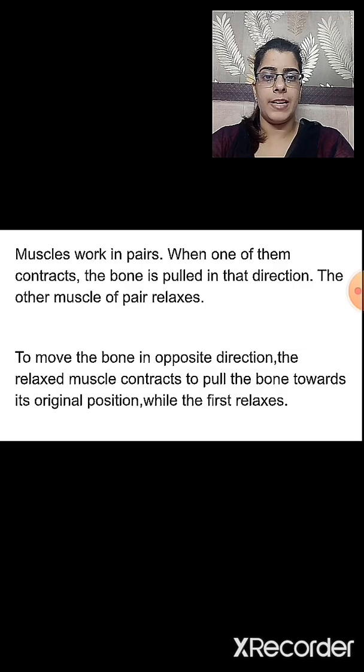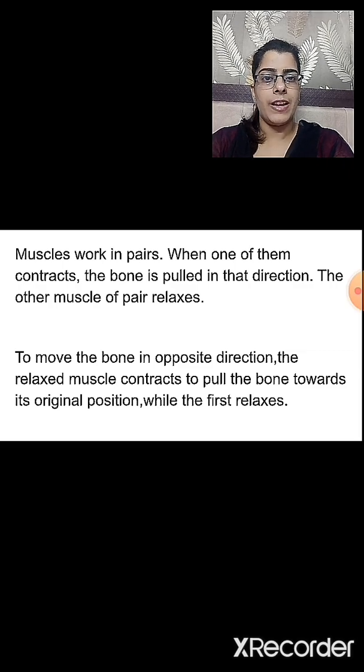Muscles work in pairs. When one of them contracts, the bone is pulled in that direction, the other muscle of the pair relaxes. What happens? Muscle always work in pair. When one of them contracts, the bone is pulled in that direction. When one muscle contracts, the bone moves in that direction, while the other muscle of the pair relaxes during that time. To move the bone in the opposite direction, the relaxed muscle contracts to pull the bone towards its original position, while the first relaxes.